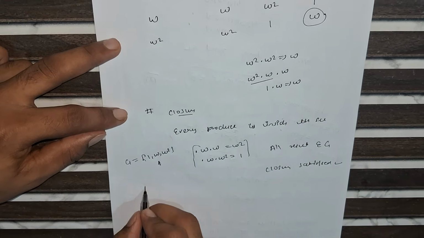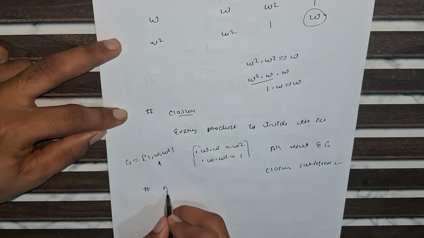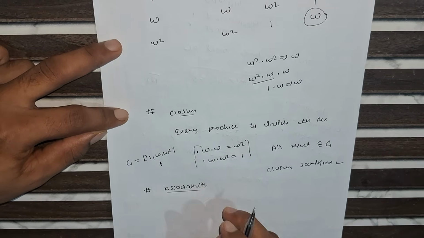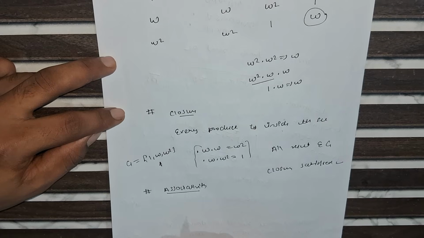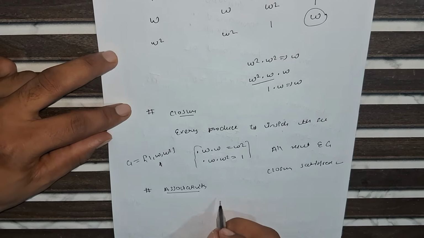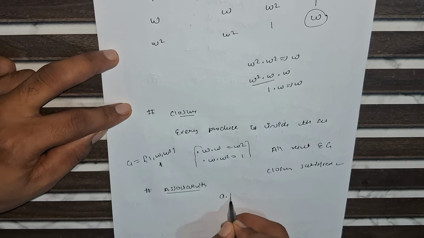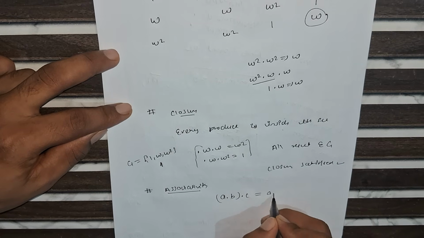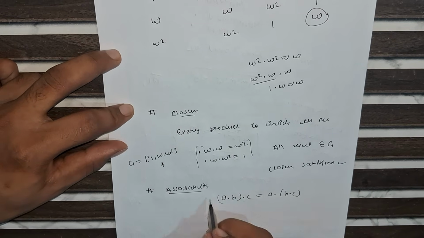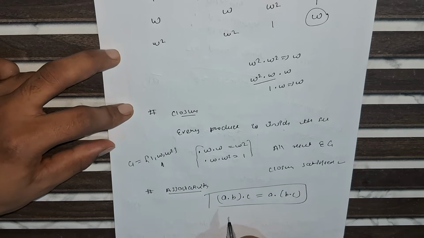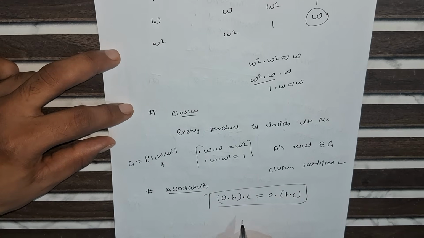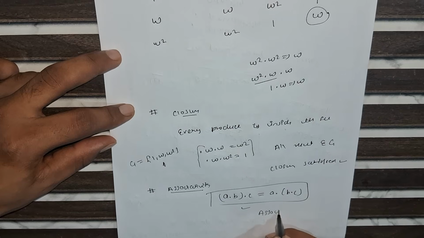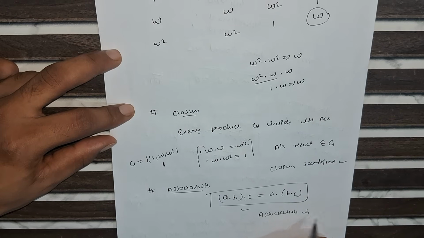Now move to our second property, which is associativity. Multiplication of complex numbers is associative, which means a into b into c can be written as a into b into c. This satisfies the associative property. So with the help of this, we can say that our associativity property is satisfied here.